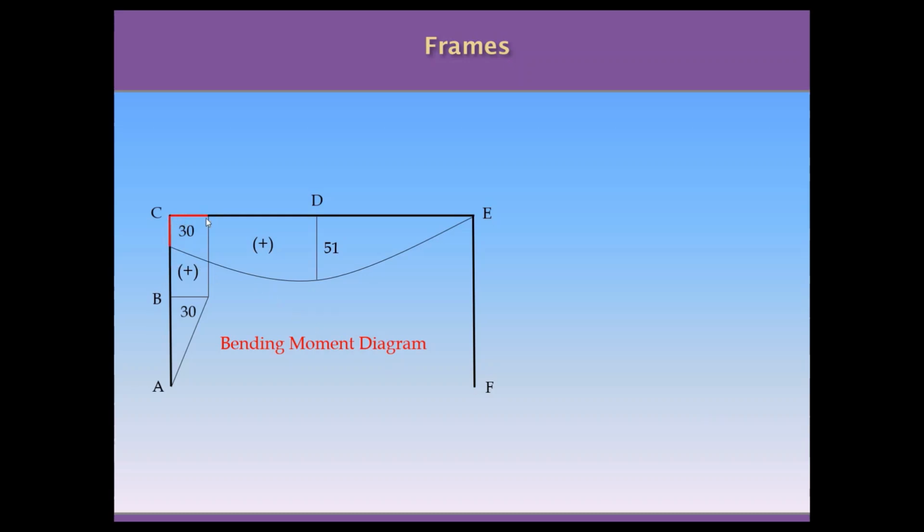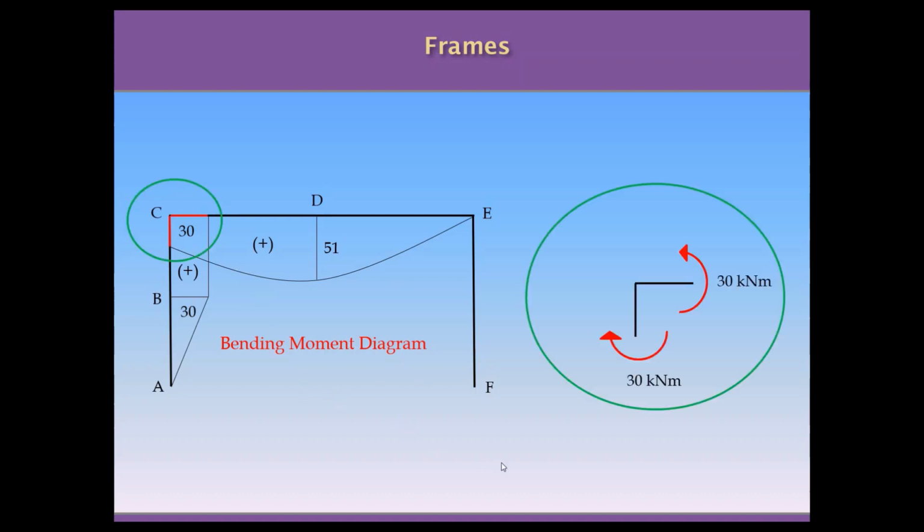And a mention about this corner. In this corner we have moments in the column and we have moments in the beam. If we magnify this corner, what we need to realize is that the moments have opposite directions, and these moments cancel each other because this corner, as every corner in every structure, needs to be in equilibrium. And corner E is in equilibrium because the moments are equal to 0 in both the beam and the column.